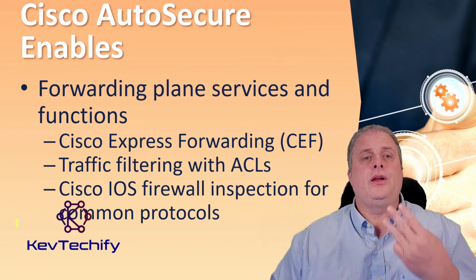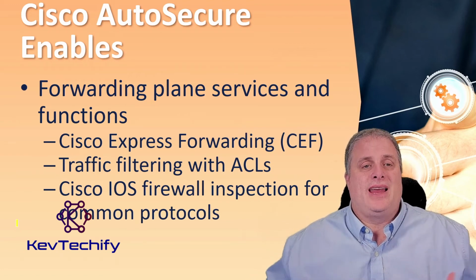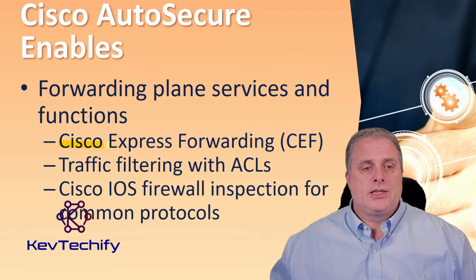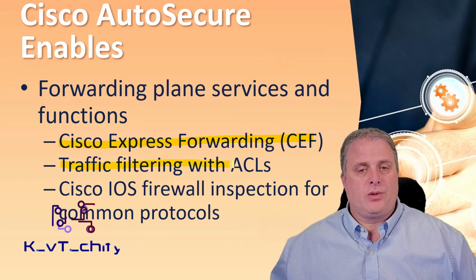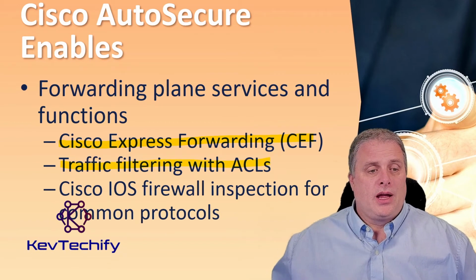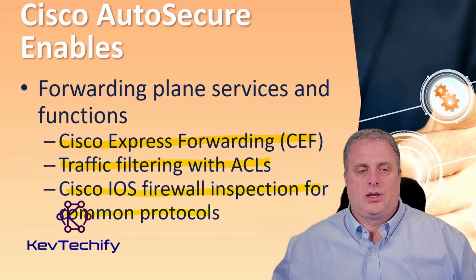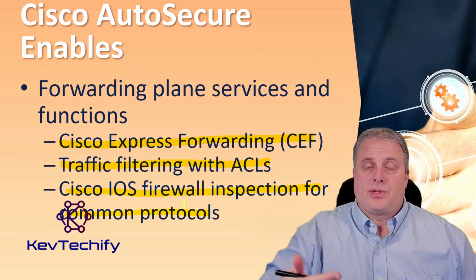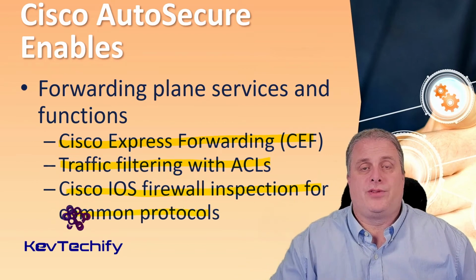There are 3 forwarding plane services and functions that Cisco AutoSecure enables. The first one is Cisco Express Forwarding. The second one is traffic filtering with ACLs. So you set up your ACLs and it'll filter for you. And finally, the third one is the Cisco IOS firewall inspection for common protocols. It'll go through, set up some basic settings for the common protocols, and allow you to filter that out.